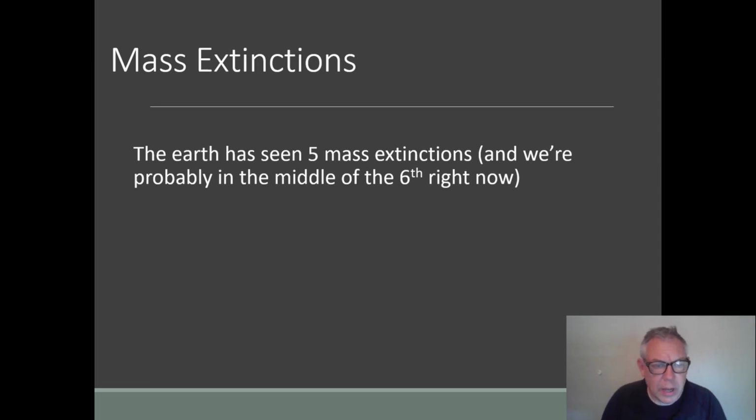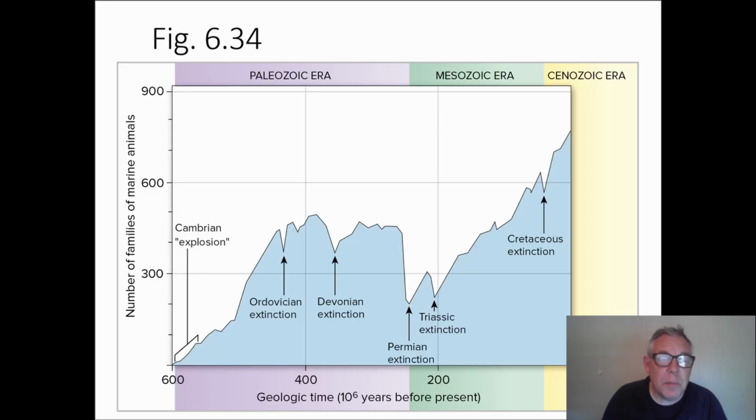And so you see I've got these kind of already marked. But this graph from your book looks at the different extinctions. Now we're looking at the number of families of marine animals. And so think about that for a second. Why are marine animals a good group to look at these trends in the fossil record? Why look at marine animals specifically?